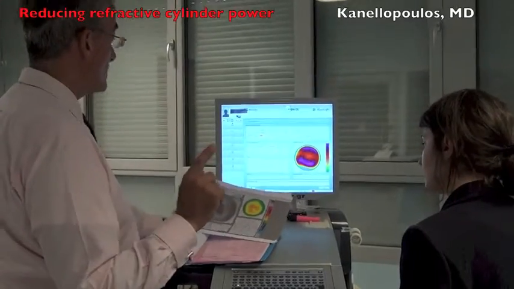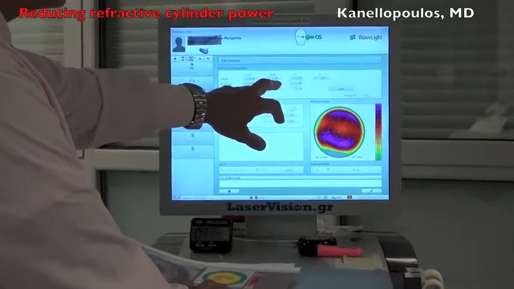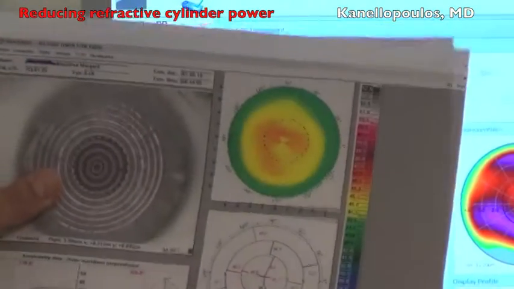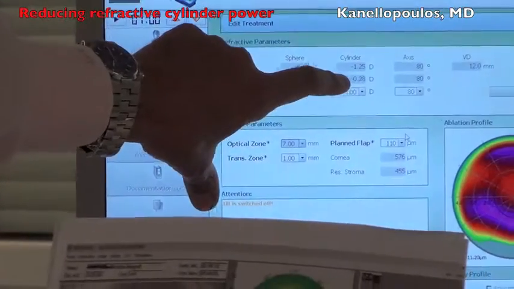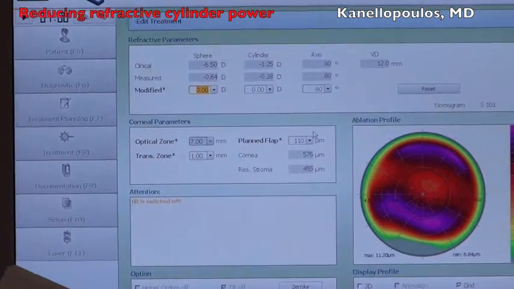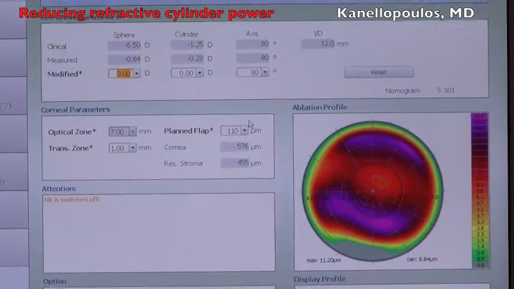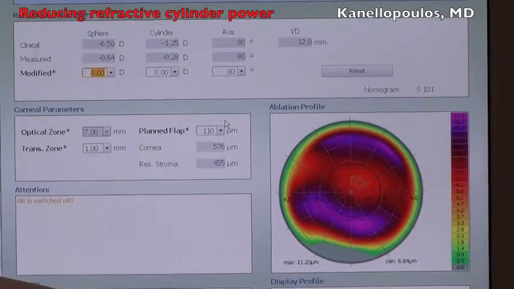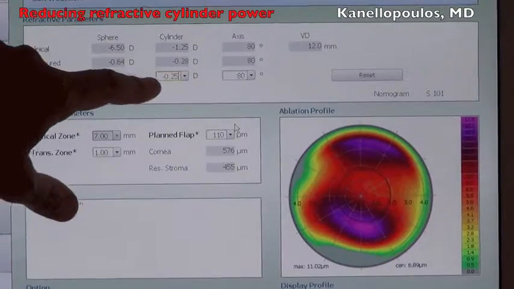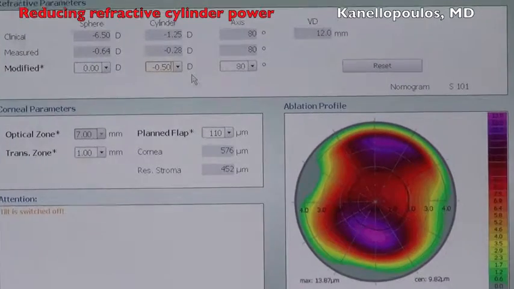So here we're going to see the opposite. You're going to see a refractive cylinder of 1.25 diopters at 80 degrees and 6.5 diopters of myopia. And this is the topography map, which suggests we only treat minus 0.25 of cylinder at 80 degrees. So we're going to break protocol here, and we're not going to treat based on the clinical refraction, but we're going to treat based on the topographic cylinder. So we're going to reduce the cylinder from 1.25 to 0.5 at 80 degrees. And then we're going to compensate the sphere accordingly.